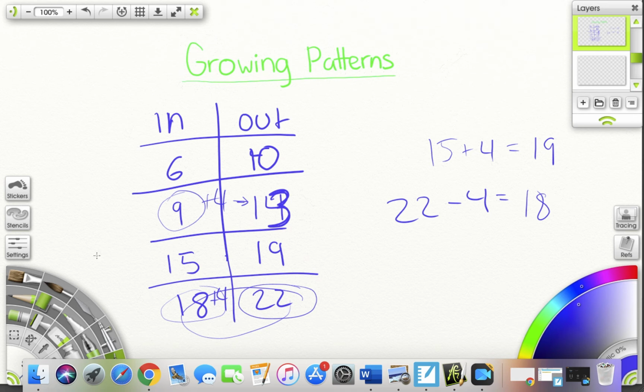So we'll do a couple more examples so we can get comfortable with this. I'm just going to erase my numbers here.